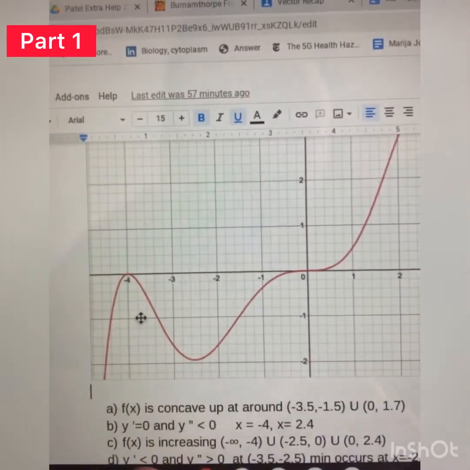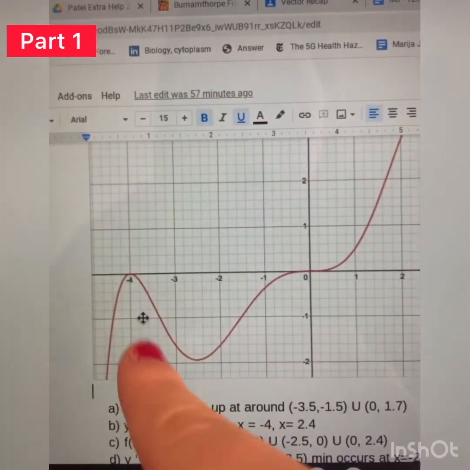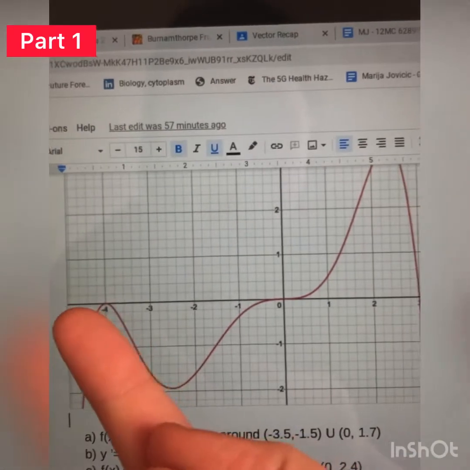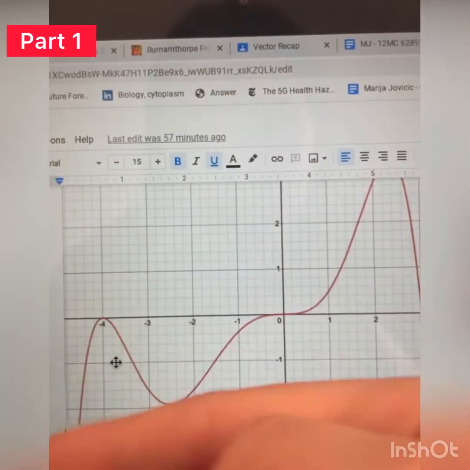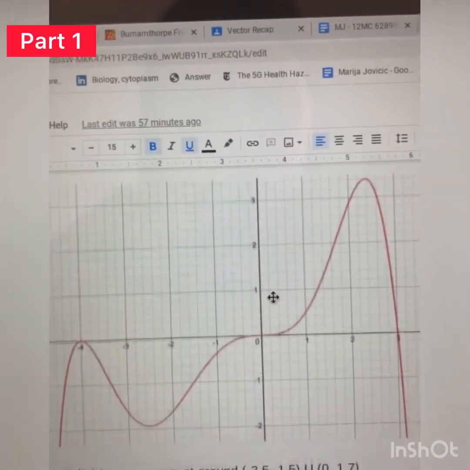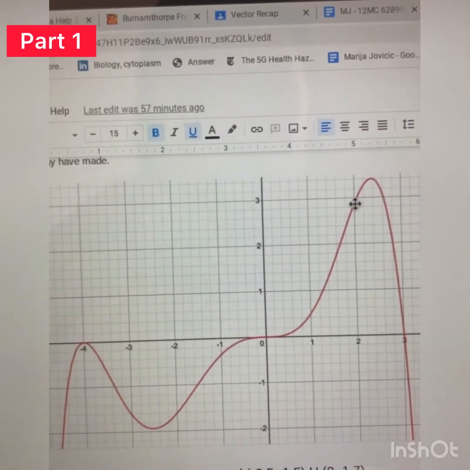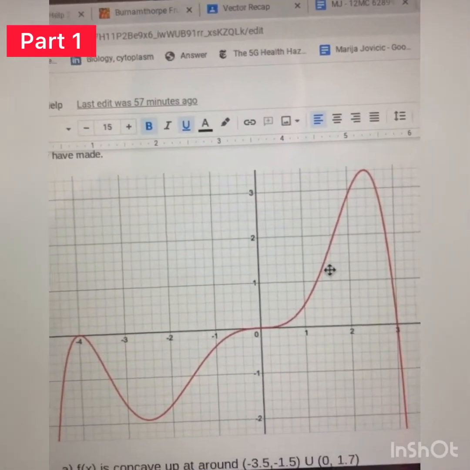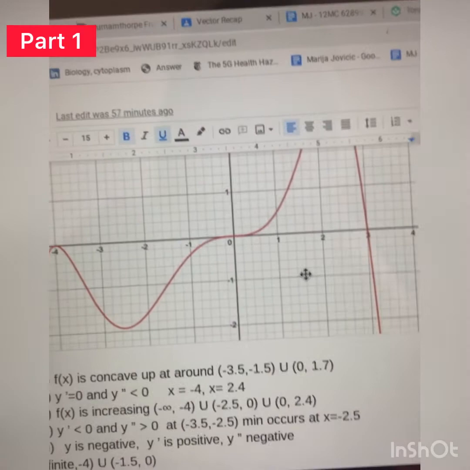So if we look at the intervals that I wrote, negative 3.5 to around negative 1.5, that's all concave up because the tangent lines are drawn under the curve, and that's not including. And then from 0 to 1.7, also not including, it's concave up because the tangent lines are drawn under the curve.